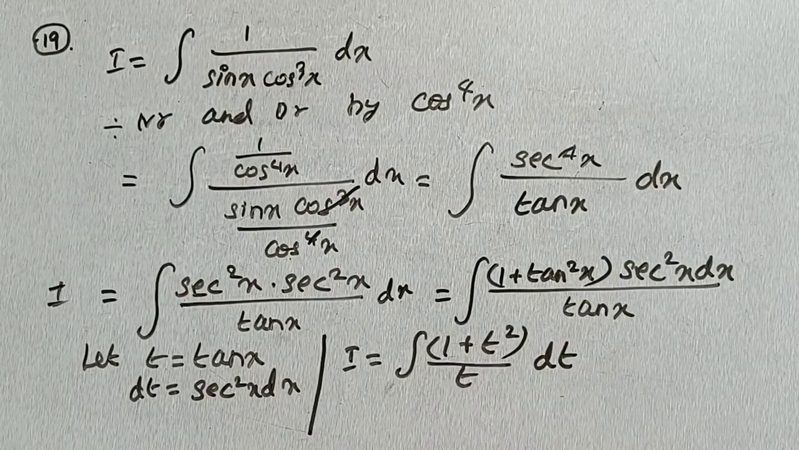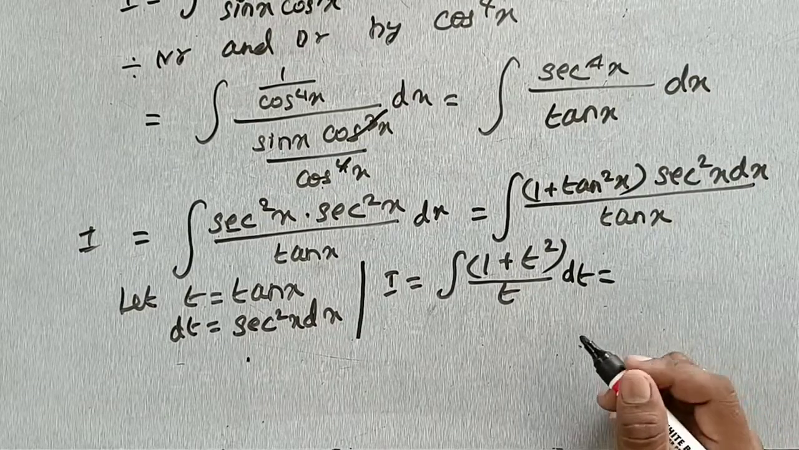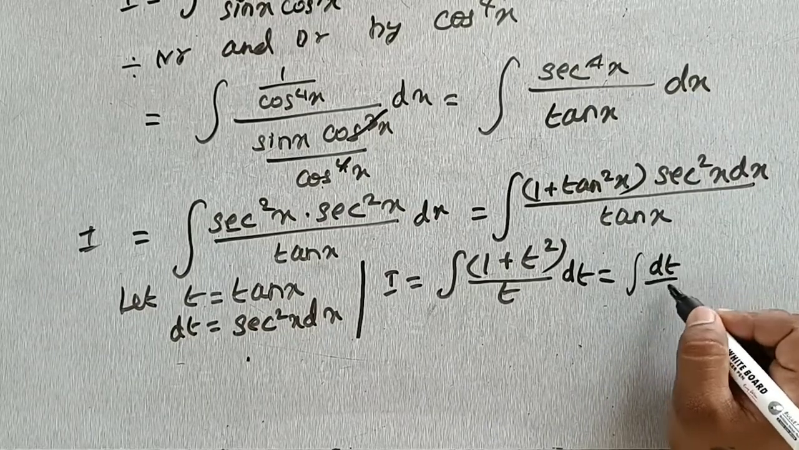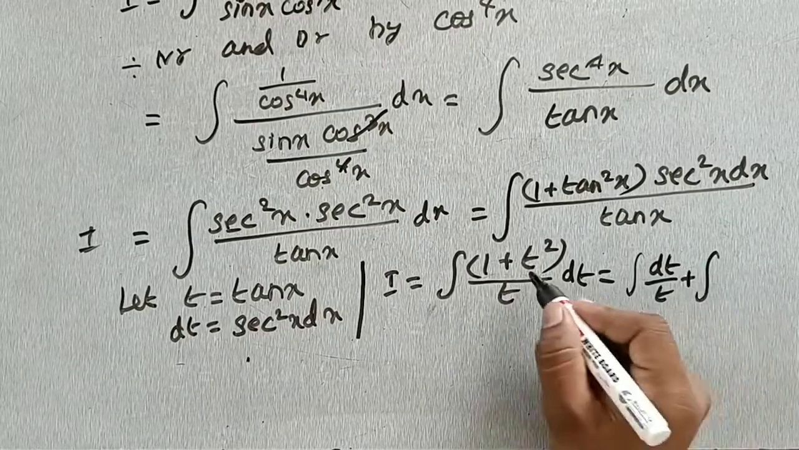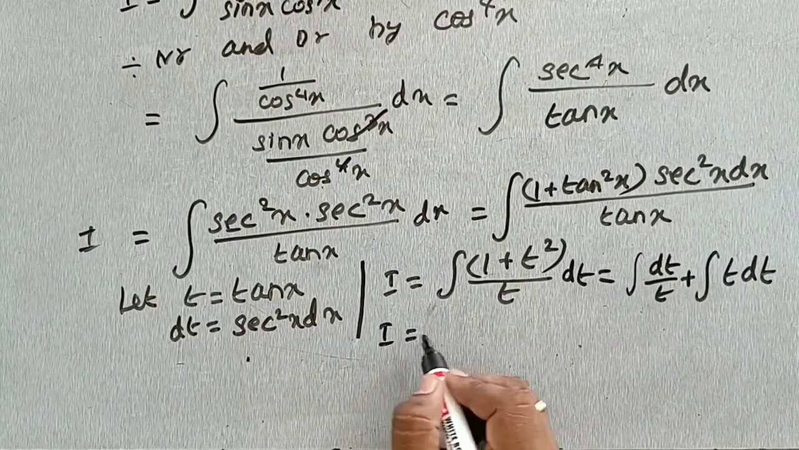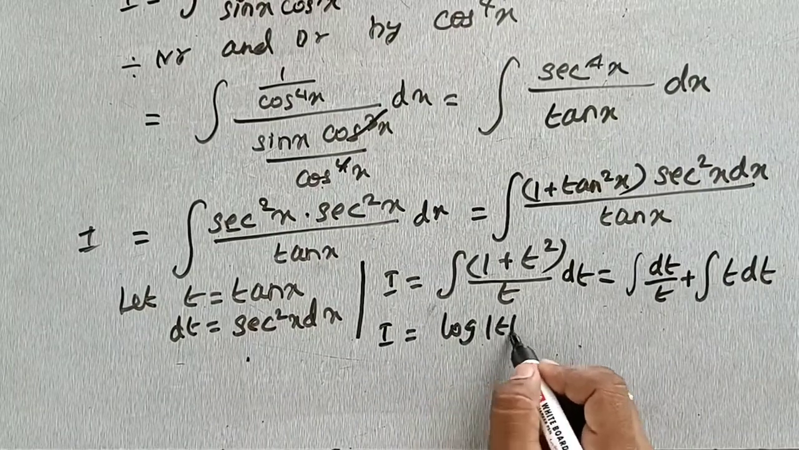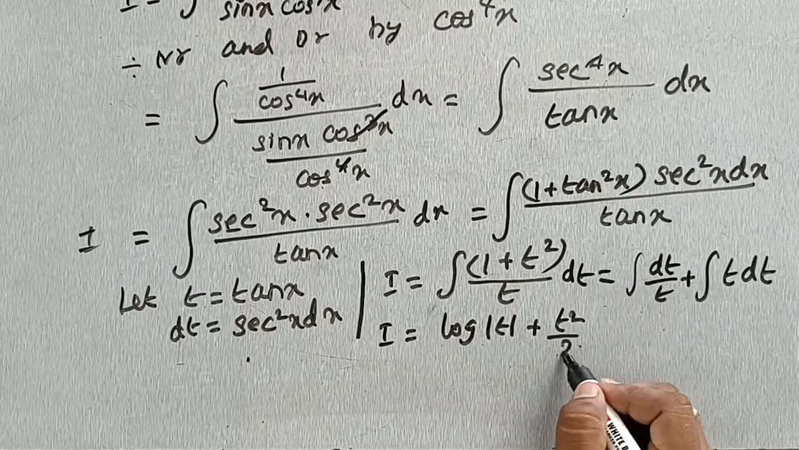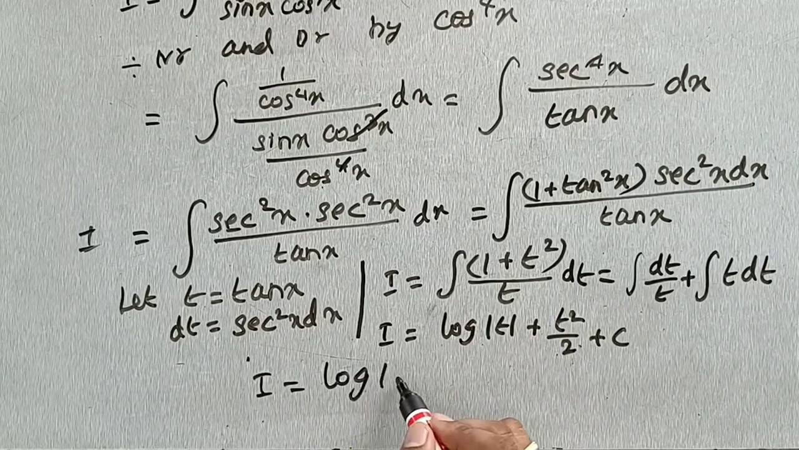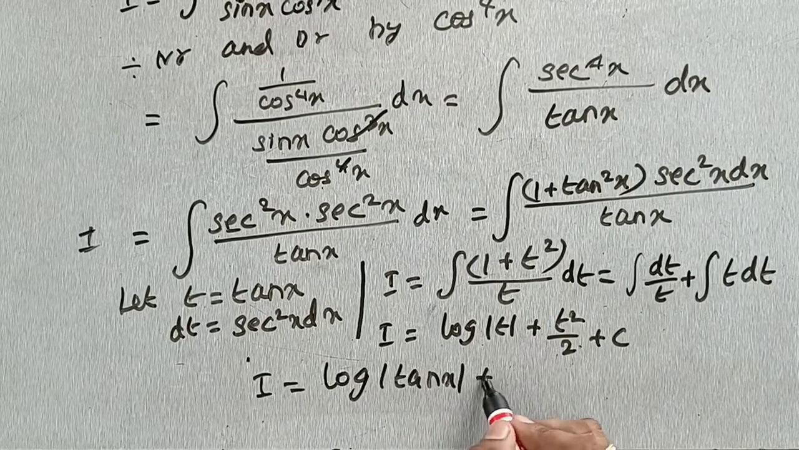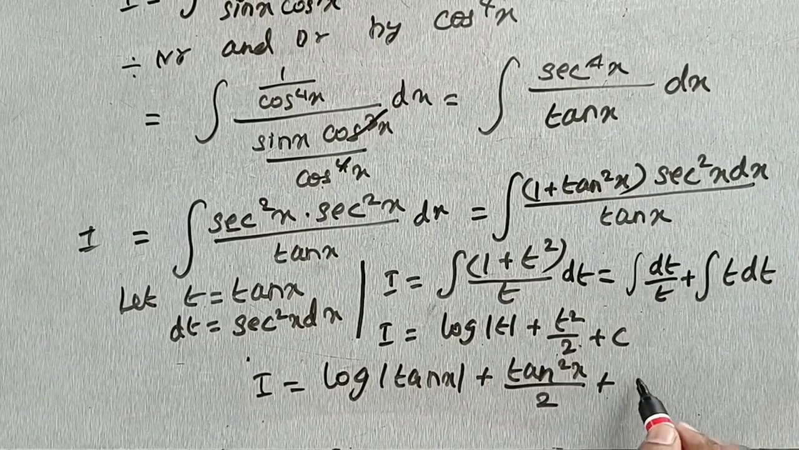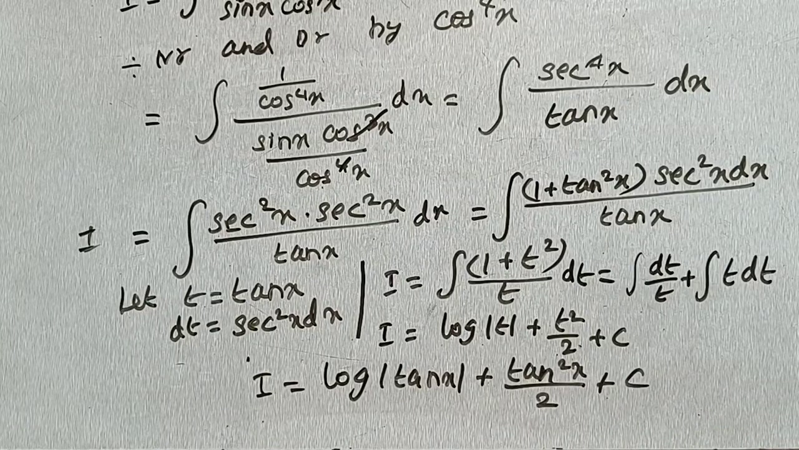So now we will separate and then integrate. Separating means the first term will be integral 1 by t, that is dt by t, plus the second term will be t square by t equal to t, t into dt. Now integrating, we get I equal to log of modulus of t plus t square by 2 plus c. Now finally we replace the t value: log of modulus of tan x plus t square by 2, which we can write as tan square x by 2, plus c.